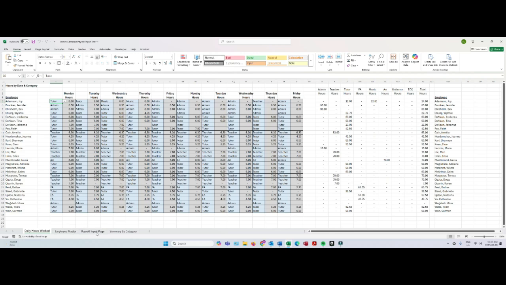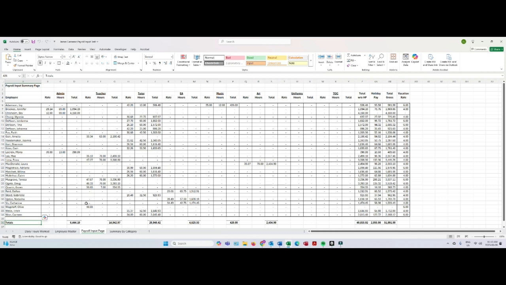We'll go then to the payroll input page. So this page gives a summary to your payroll administrator. This first employee is working tutor hours of 12 at a rate of 42 and music hours of 12 at a rate of 35. Then it gives her total gross pay without holiday pay, and then her holiday pay based on the rate that we set, and the total gross is the total plus holiday pay. And then it shows the vacation pay rate here as well.